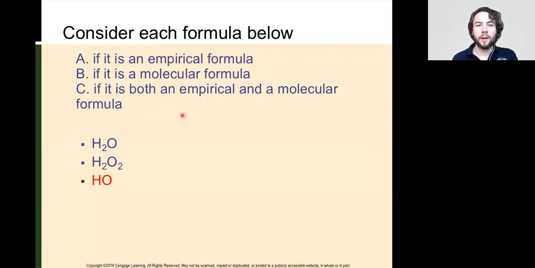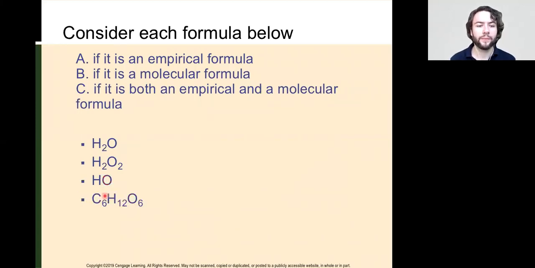Okay, I see some people are writing A's. I think it can be both an empirical and a molecular formula. For me, no. What I'm saying, of course, it's an empirical formula because HO would have to be a hydroxide. It would have to be negatively charged if it was going to be a molecular formula. So yeah, it's an empirical formula.